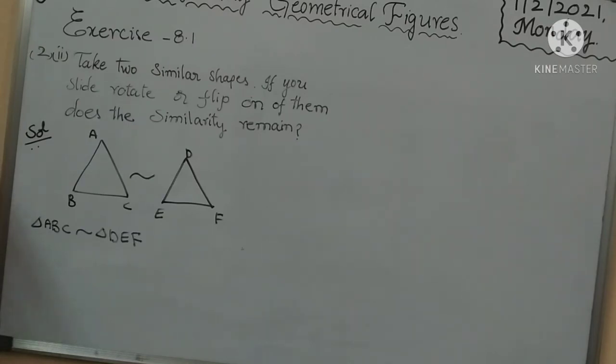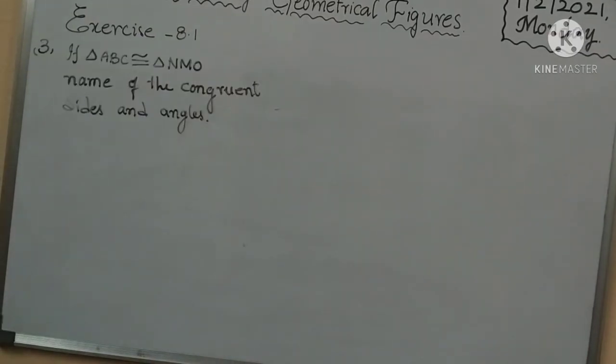Okay children, did you understand? Triangle ABC is similar to triangle DEF. If we slide, rotate or flip the figure, we get a similar figure. Okay children? Okay. Next, third one. Next, third question. Next, third problem, Exercise 8.1.